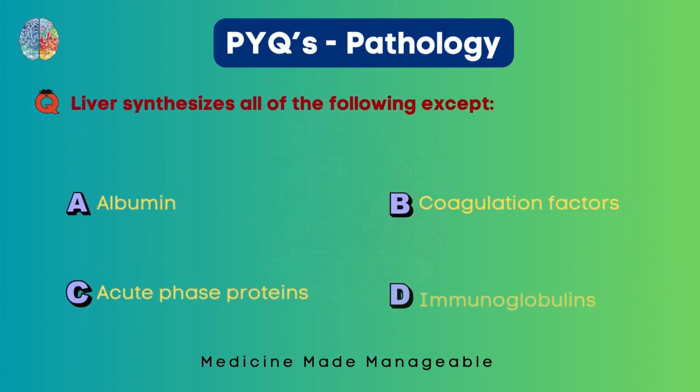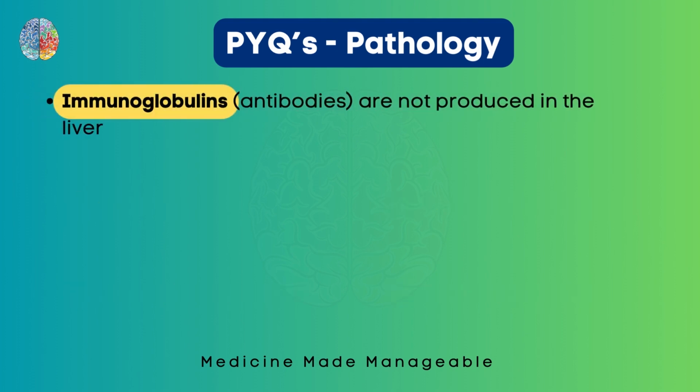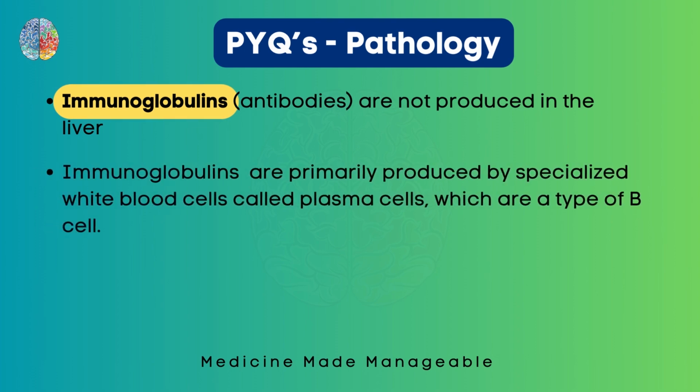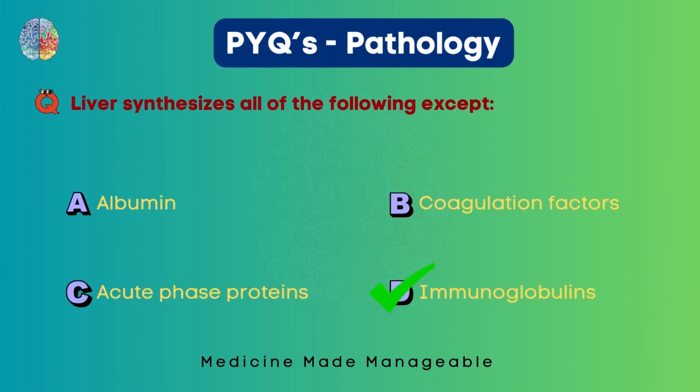Now, liver synthesizes all of the following except albumin, coagulation factors, acute phase proteins, or immunoglobulins. So the correct answer is immunoglobulins. Immunoglobulins are the other name for antibodies, and you must already be knowing that immunoglobulins are not produced by liver, but they are produced by specialized white blood cells called plasma cells, which are a type of B cells. So coming back to the question, our answer is D.